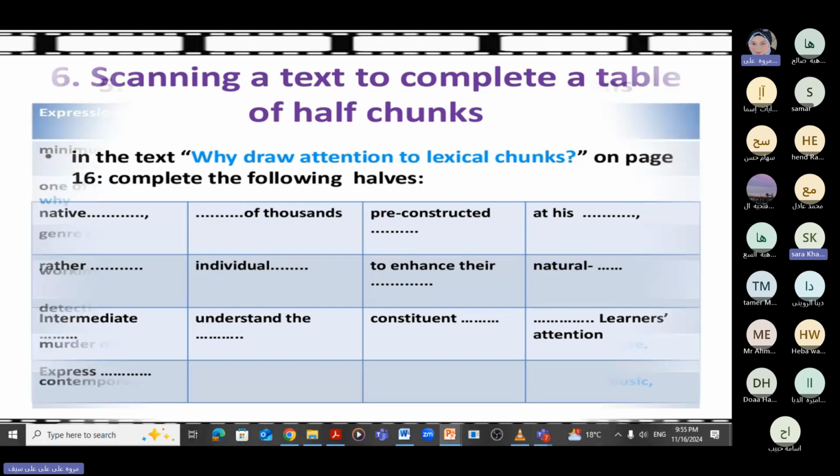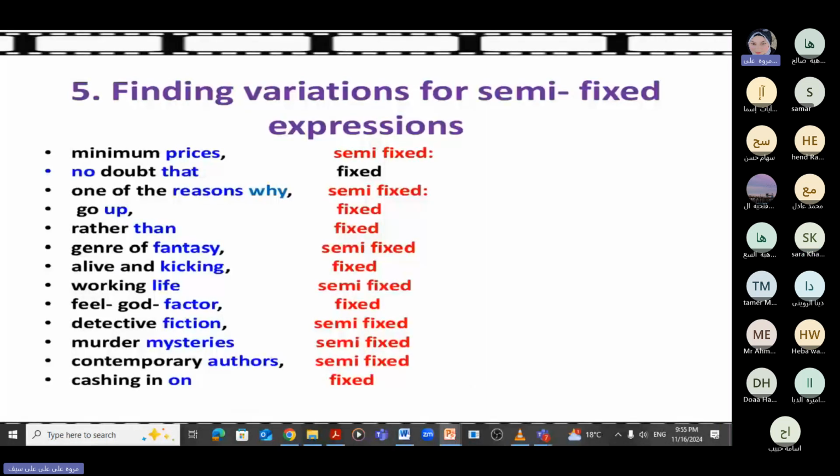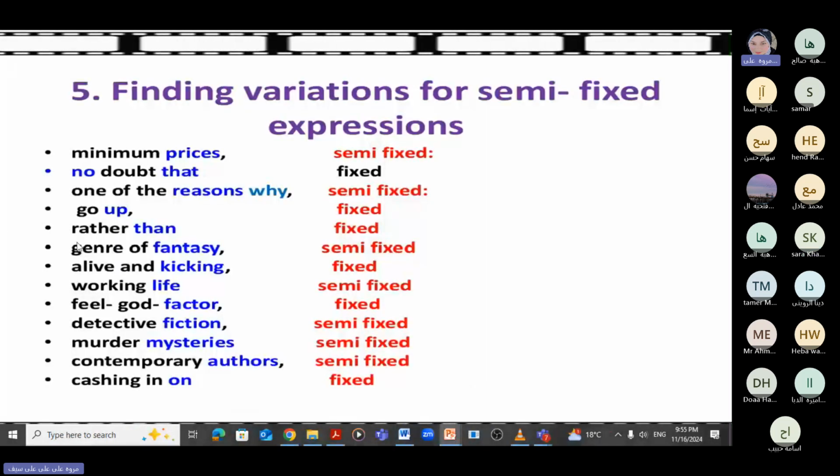Go up, why is it fixed? I mean, we can say go ahead, go straight on. Why is it fixed? They deal with it as a phrasal verb. For example, go up. When you say go upstairs, is it the meaning go upstairs? This is the opposite of go down. Yeah, so go up. You mean that we can say it's semi-fixed, and we can say go down, go upstairs, go downstairs, go to work, go whatever. I agree with you.